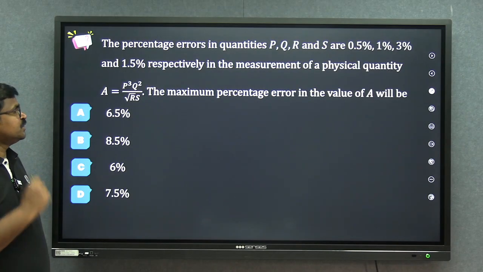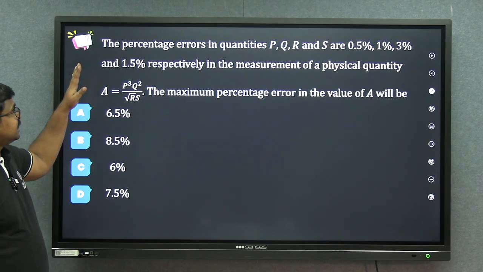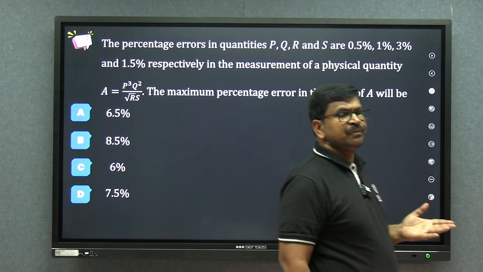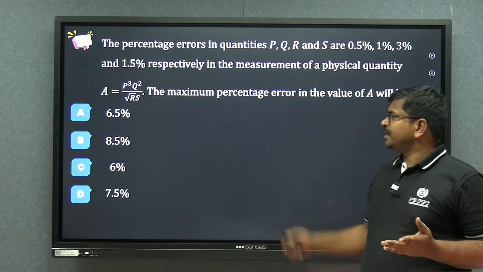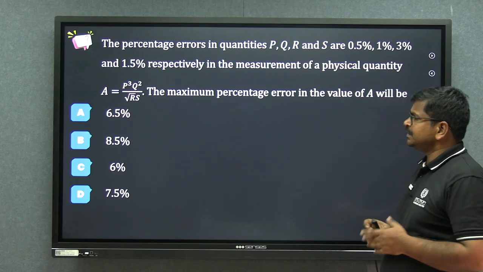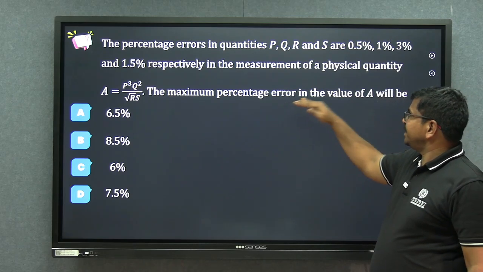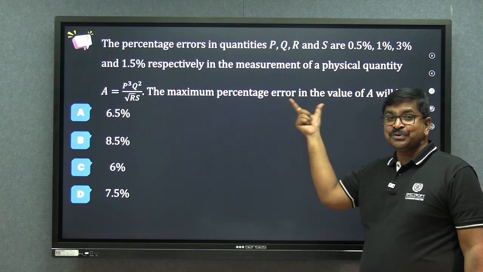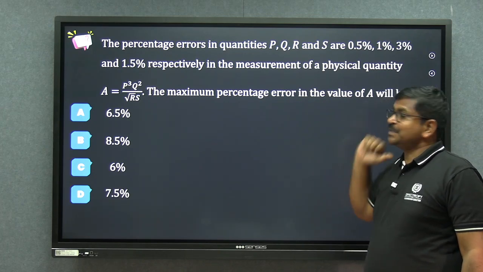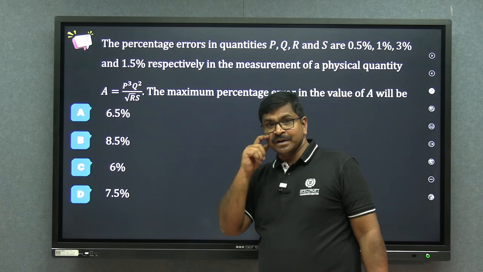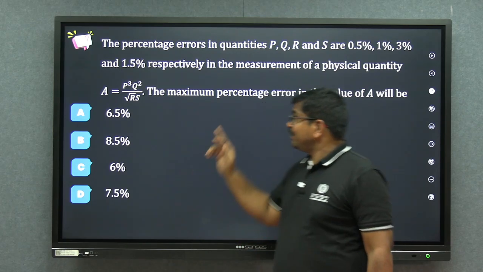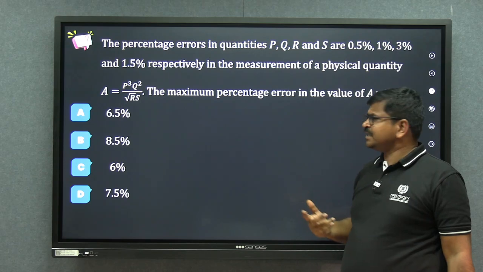Now there is a question for you. The percentage errors in quantities P, Q, R, S are given, and the relation between P, Q, R, S is also given. The question is, what is the maximum percentage error in the value of A? Always focus on the last part of the question only. The question is maximum percentage error, and the given thing is power. It is very simple, power model and percentage, and the given data is also percentage. It is as simple as this.